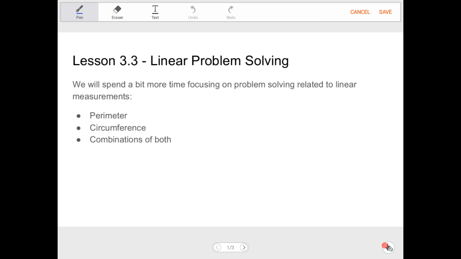Hi there, everybody. We're just spending a little bit more time here on some linear problems, and by that I mean perimeter and I mean circumference. And I know that you've had a lot of work with perimeter and circumference so far, and a lot of problems to solve.